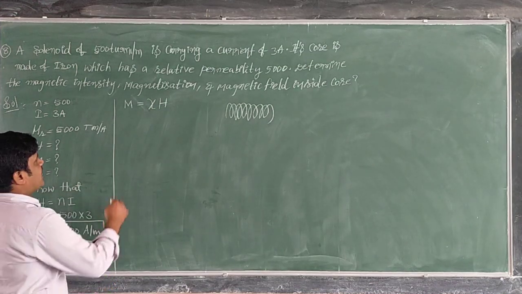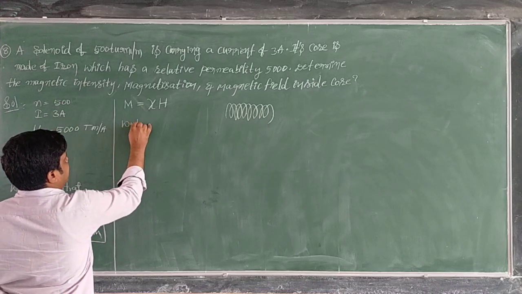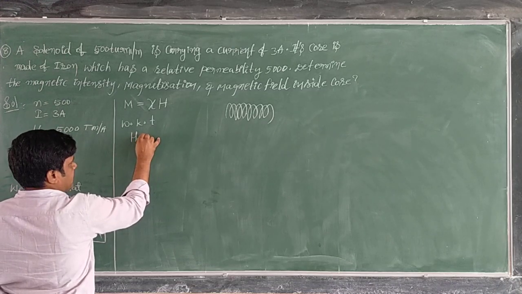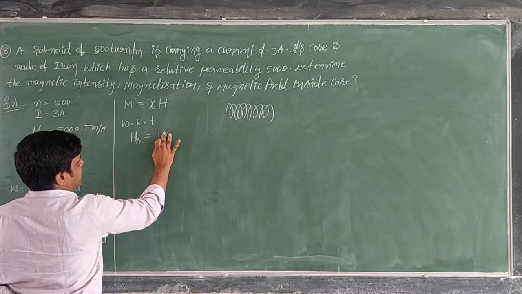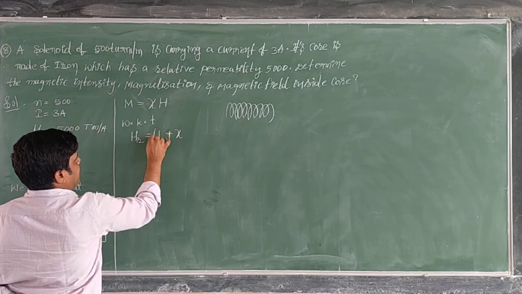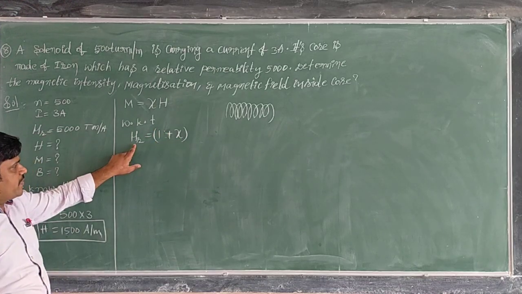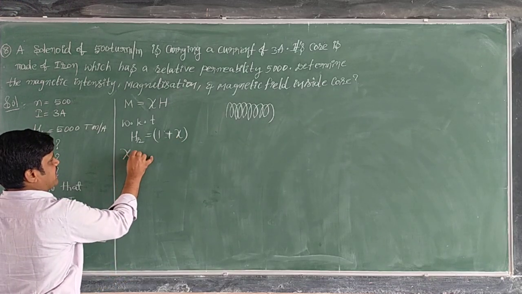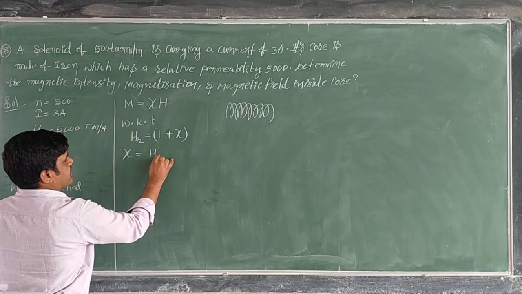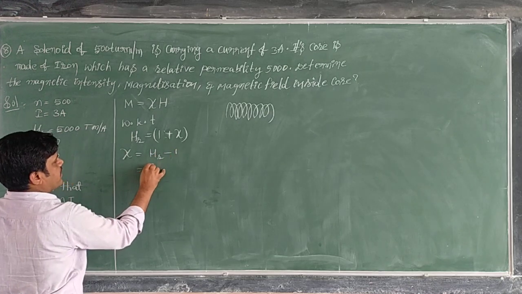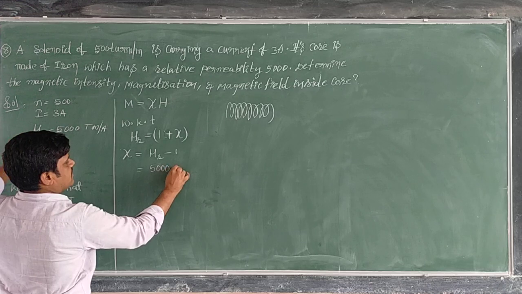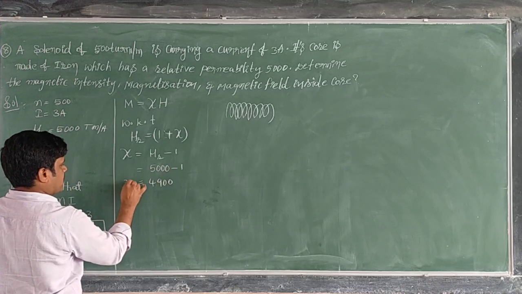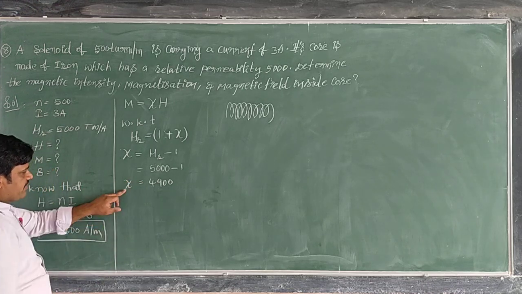So for this, we know the relation between relative permeability and magnetic susceptibility, we can write like this. From this, magnetic susceptibility is equal to relative permeability minus 1. So relative permeability is 5000 minus 1, which is nothing but 4999. This is the susceptibility. Now here we got the susceptibility.